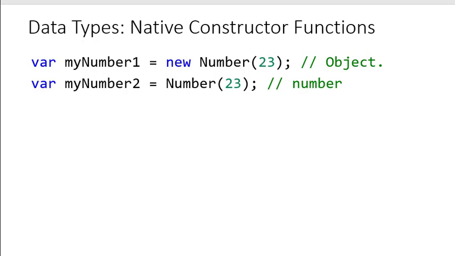Here in this example, my number 1 is instantiated using the new keyword. So it returns an object, whereas the type of my number 2 is number. I hope this difference is clear.